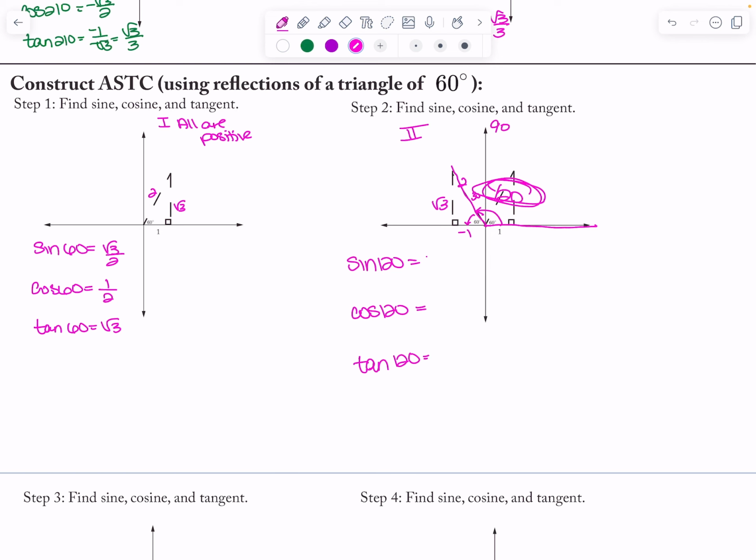Okay, so now 120 degrees, so the sine is going to be root 3 over 2. And then I'll have a negative 1/2, and then I'll have a negative root 3. So again, sine and its reciprocal are positive in quadrant 2.